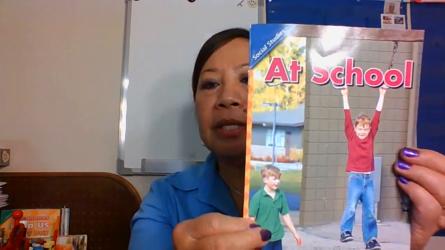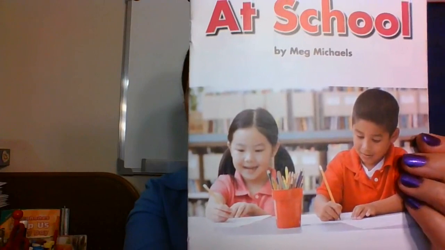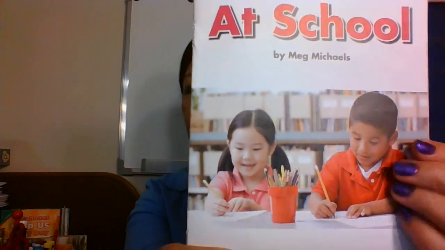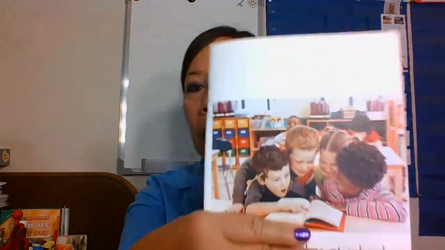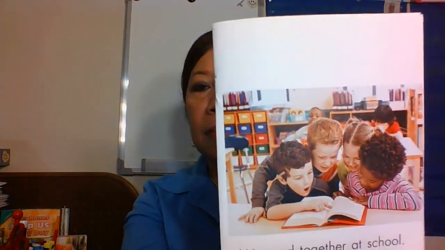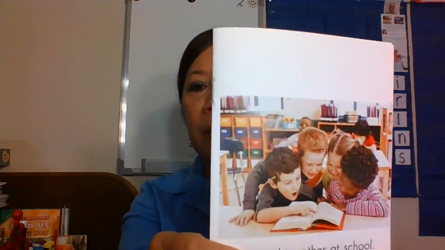All right, now let's see. On the cover, you have this picture of kids. On the title page, you have the picture of these kids. What are they doing? All right, they're writing. They're learning. Good job. Now let's go to the next page. First page, what do you see? Tell me what you see.